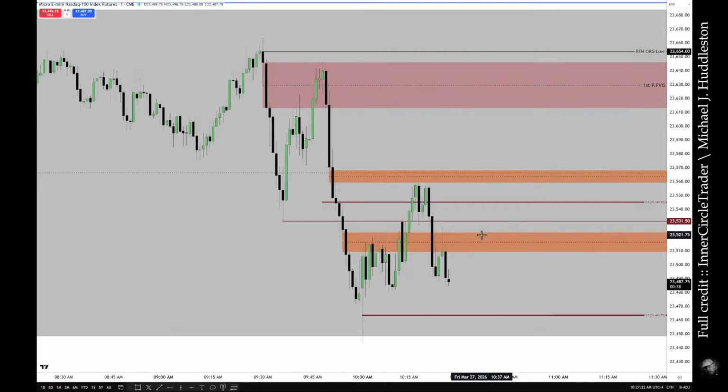NQ. It could stab down there and get that consequent encroachment of that wick. See the bodies on the low of that right there. So right now it's still operating underneath the idea of a reclaimed bearish SIBI, or sell side imbalance, buy side inefficiency.